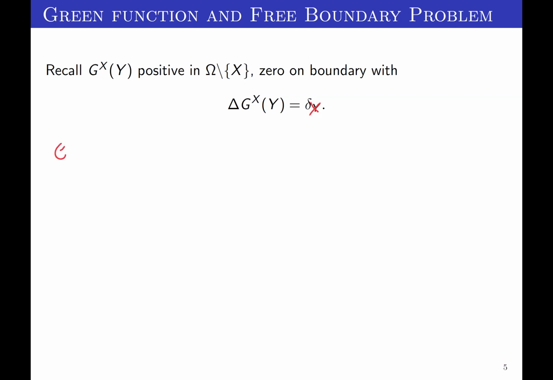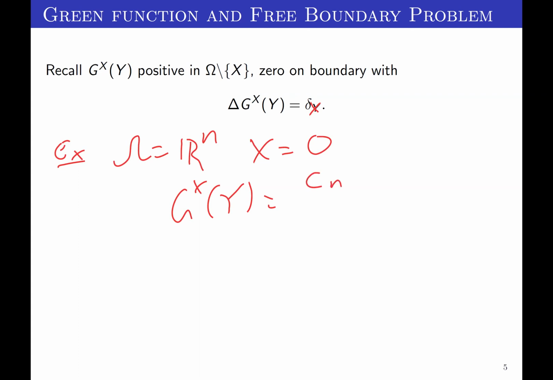So what's the example that you know and love? If omega is R^n and x is the origin, then g of x of y is some normalizing constant times |x minus y| to the n-2, right? The fundamental solution of the Laplacian. But of course, these Green's functions also take into account boundary conditions, right? So they're more interesting when omega is not the whole domain, but rather just a part of a domain.